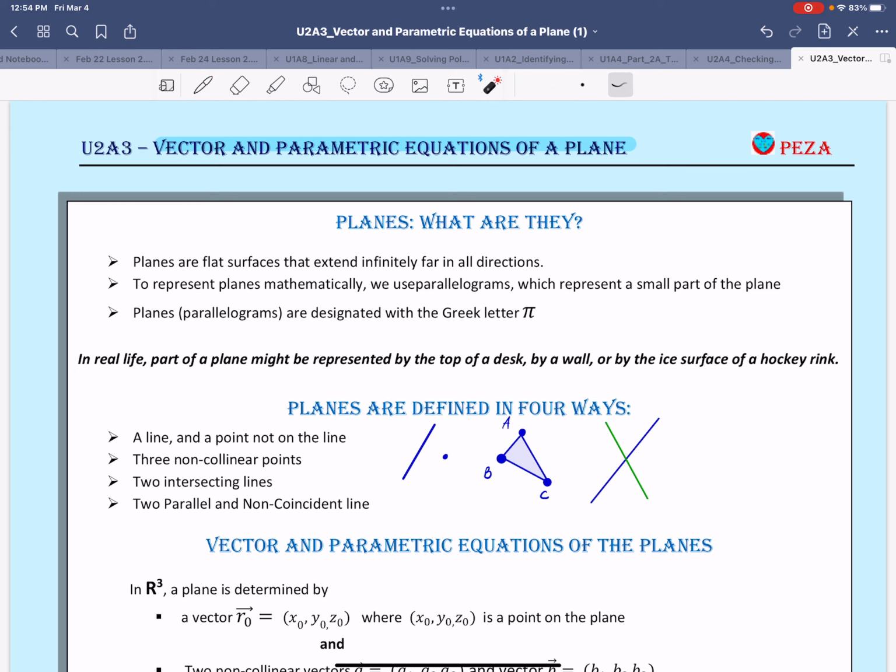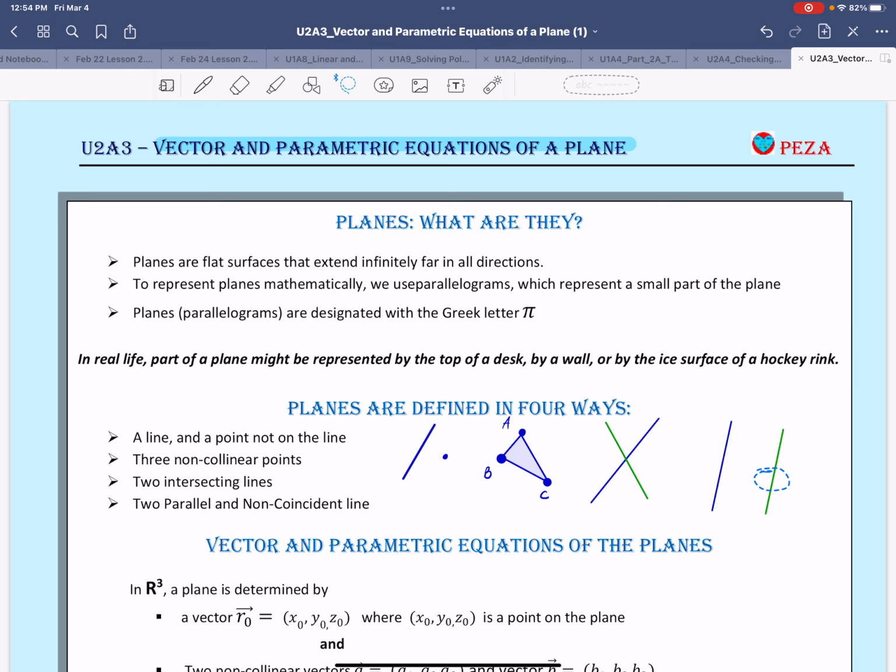Another way of creating a plane is by 2 parallel, but be very careful, they have to be non-coincident lines, which means that we can create a plane by one line in here and another one here. They have to be parallel, right? And non-coincident, which means that there has to be a space in between. If these 2 lines are coincident, they can't form a plane because they will make a line.